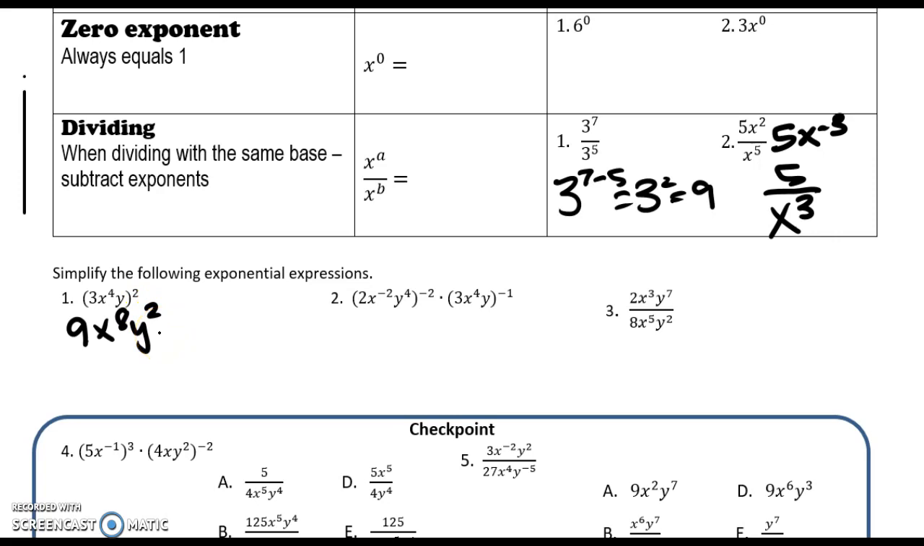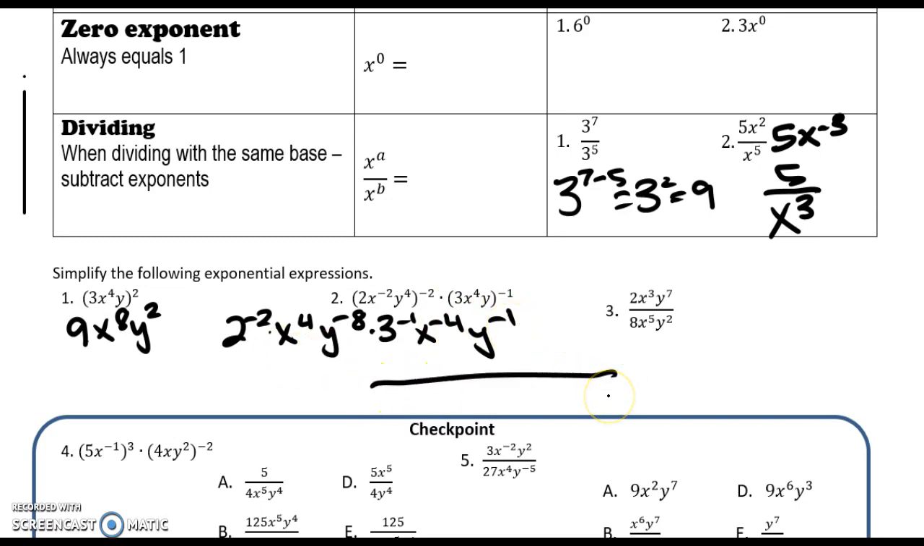Number 2, this is a pretty complicated problem, so stay with me. You got to distribute the negative 2 to everything and distribute the negative 1 to everything. So we'll start way over here. This turns into 2 to the negative 2. X to the negative 2 times negative 2 is x to the 4th. Times y to the negative 8, times 3 to the negative 1st, x to the negative 4th, and y to the negative 1st. Okay, everything that has a negative exponent is going to get set down to the bottom.